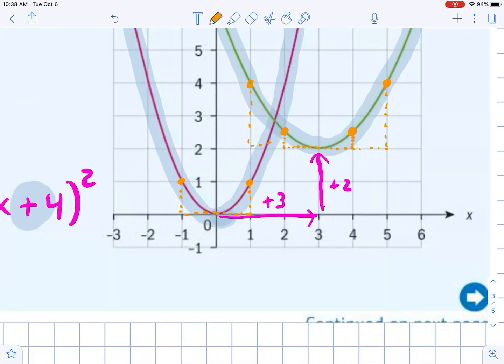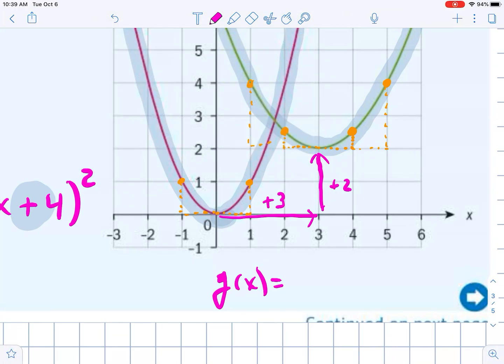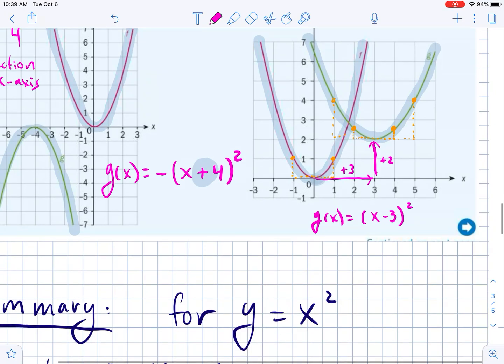So, let's see. The equation for this would be g of x is equal to... It didn't get flipped upside down, so it's just x minus 3. Remember, it's flippy-floppy. Squared, and then a plus 2 on the outside.